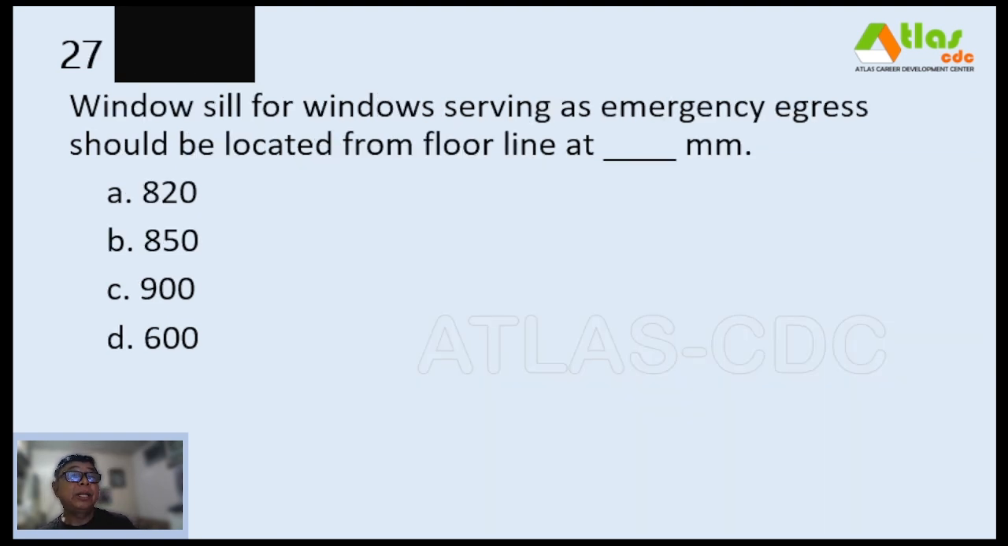Number 27. Window sill for windows serving as emergency egress should be located from floor line at blank millimeters. A. 820. B. 850. C. 900. And D. 600 mm. And our correct answer is letter A, 820 mm.